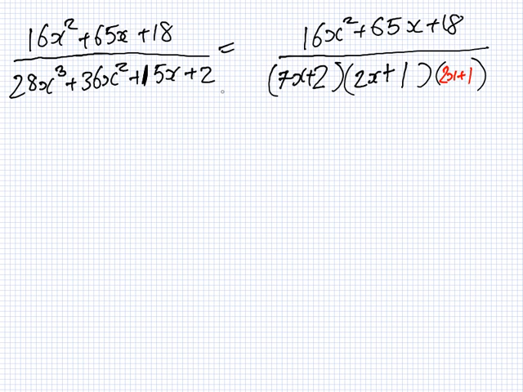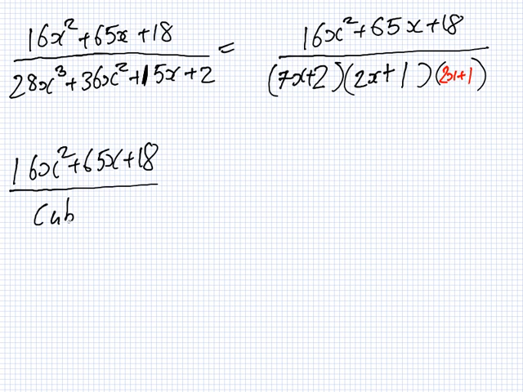Right, so it was the 2x plus 1 which was repeated. So what do we do next? What's our next step? Multiply by the three factors. Wait a minute, we have to separate it. Oh yeah, sorry, I'm skipping a step. Separate it. So we have 16x squared plus 65x plus 18. What goes here? The cubic.